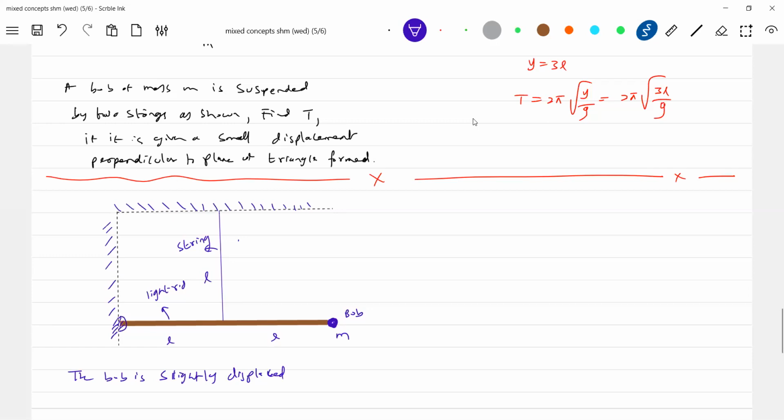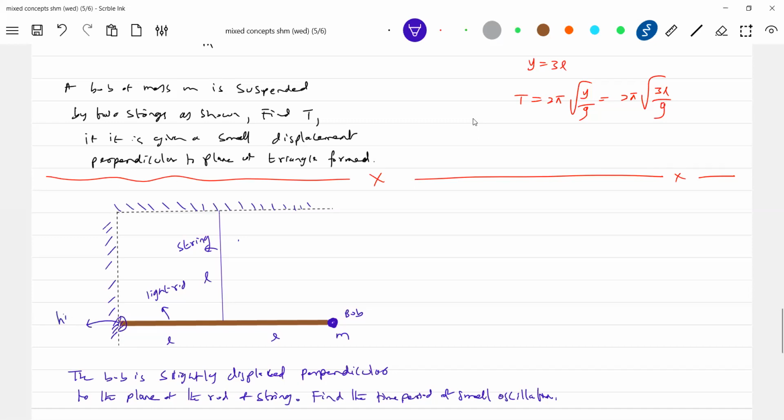The bob is slightly displaced perpendicular to the plane of the rod and string. Find the time period. Small oscillations. The bob is slightly displaced perpendicular to the plane, and the rod is hinged here.